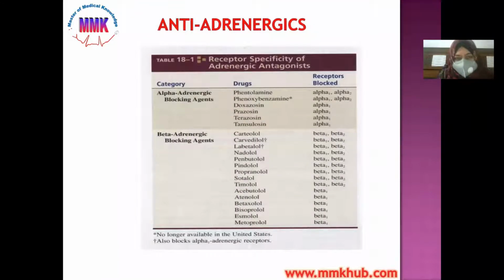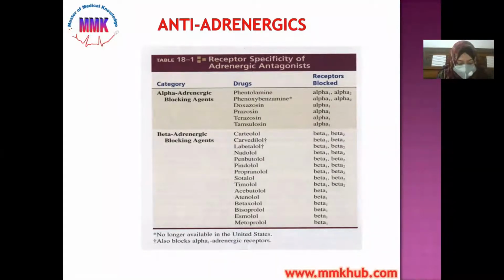So guys, over here you can see that there are two types of anti-adrenergic drugs. As we studied in the last class, there are alpha receptors and beta receptors on the postsynaptic membrane. So when we study adrenergic antagonists, the drugs will be working on both receptors. Drugs which are alpha antagonists are again of two types: either selective alpha blockers or non-selective alpha blockers.